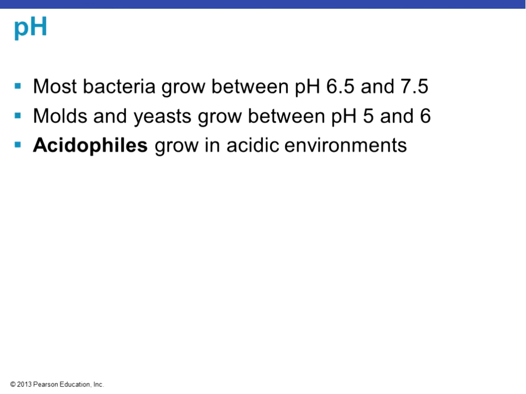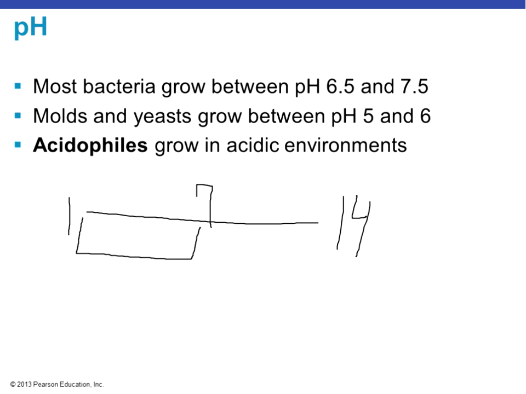pH is another of our physical growth factors. Remember, just like with temperature, not all bacteria like the same pH. Most bacteria like a pH of between 6.5 and 7.5, and remember, your pH scale goes from 1 to 14, where 7 is considered neutral, and anything less than 7 is considered an acid, and anything above 7 is considered a base.